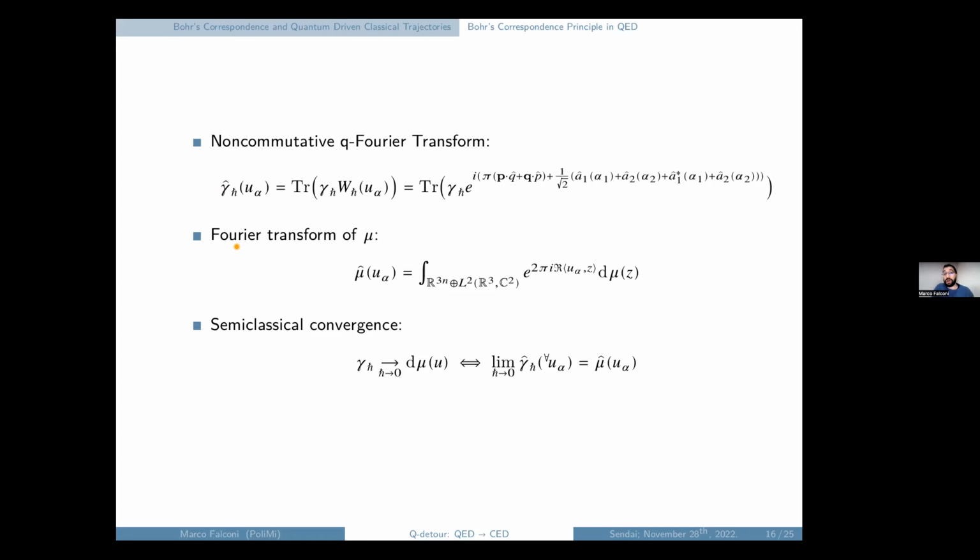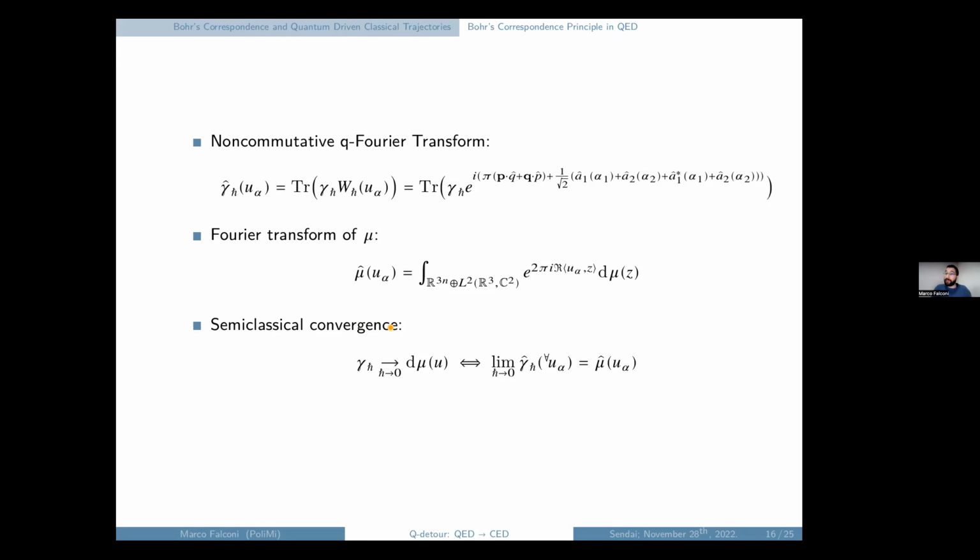Okay, so this is a complex valued function of the classical phase space, but built up from the quantum state. On the other hand, classically, we can take of a probability measure the Fourier transform. This is also a complex valued function of the classical phase space that we obtain by integrating e to the 2 pi i, the real part of the scalar product of this U alpha with Z, integrated over all possible Z weighted with the probability measure mu. Okay, so by taking these Fourier transforms, we are putting the quantum states and classical probability measures on the same ground. They are both functions of the phase space with complex values.